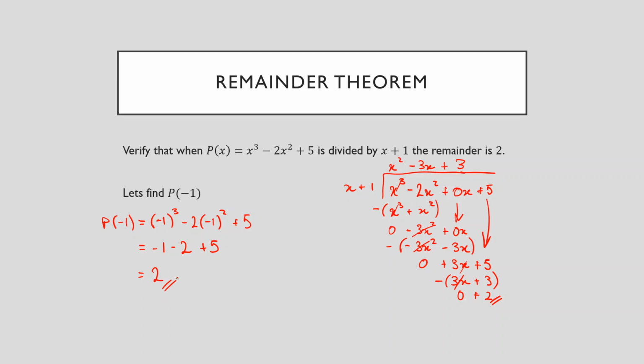Oh, would you look at that? Again, the numbers have turned out to be the same. And is there a connection between the number we're substituting into our polynomial and this factor that we're putting in here?